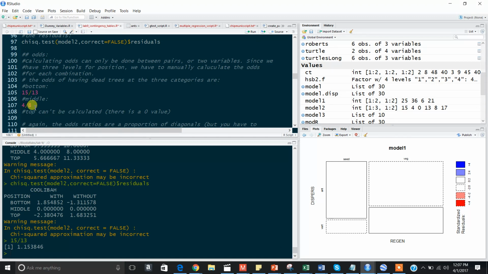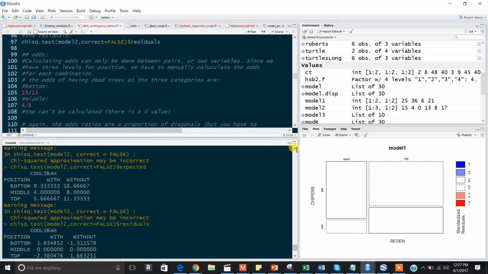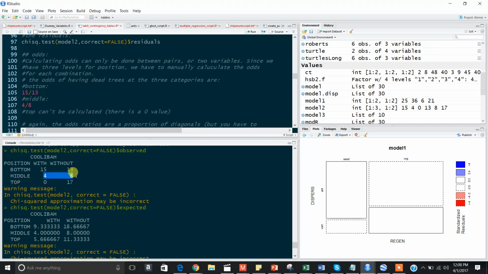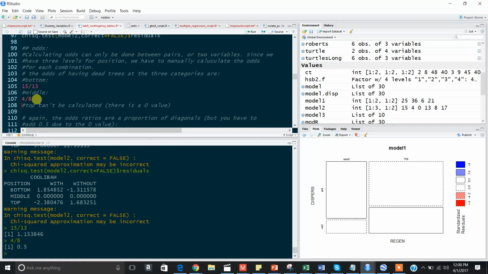And then for the middle, you would calculate it using these values here. And again, you can't calculate top because you have 0. So for the middle, you would do 4 divided by 8, and you would get 0.5. So the odds of having tree decay in the middle position of the floodplain is 0.5.